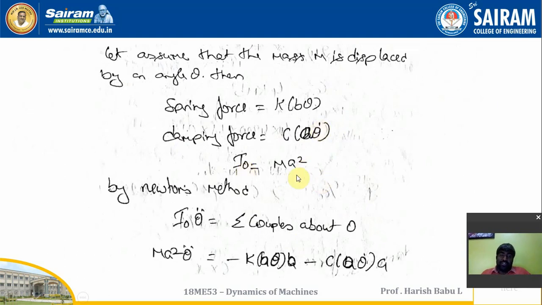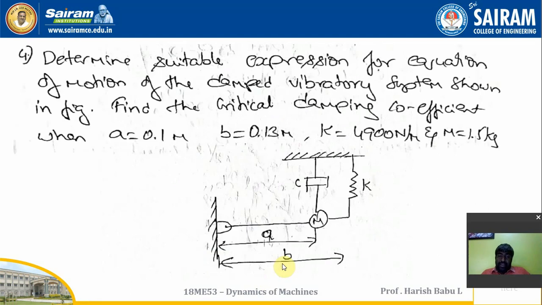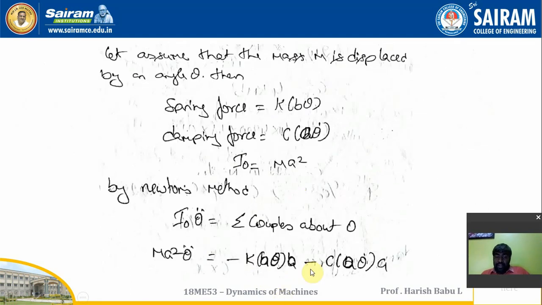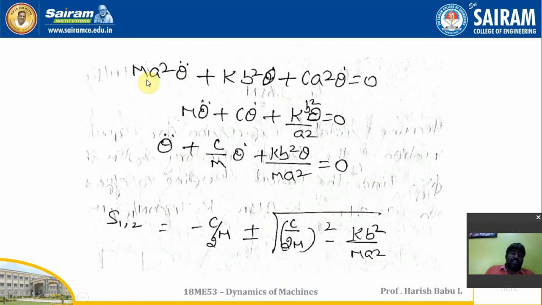So I want to get the inertia force, that is m a square, theta double dot. So I naught theta double dot will be equal to the summation of these. I naught is nothing but m a square into theta double dot, which will be equal to minus k b theta, and the distance b I want to consider. So it becomes k b square into theta, and c a theta dot into a, the distance, becomes c a square into theta dot. So I simplify the equation. I get m a square theta double dot plus c a square theta dot plus k b square theta is equal to 0.